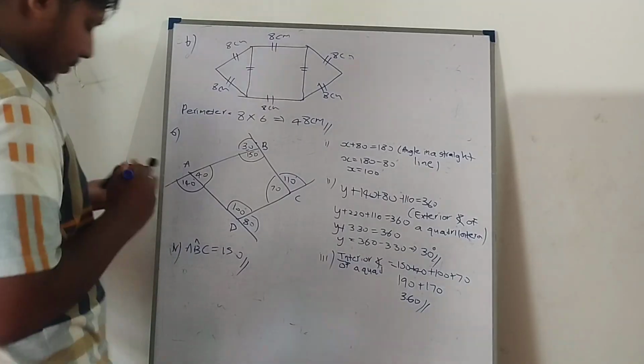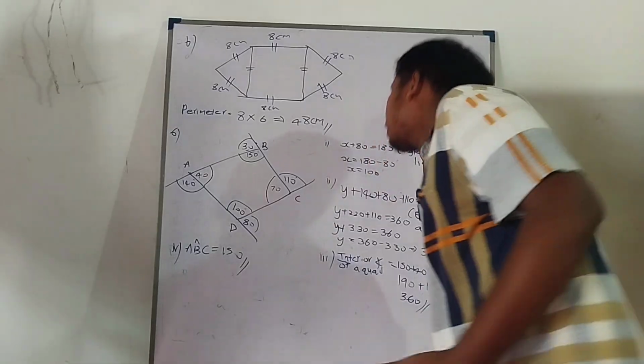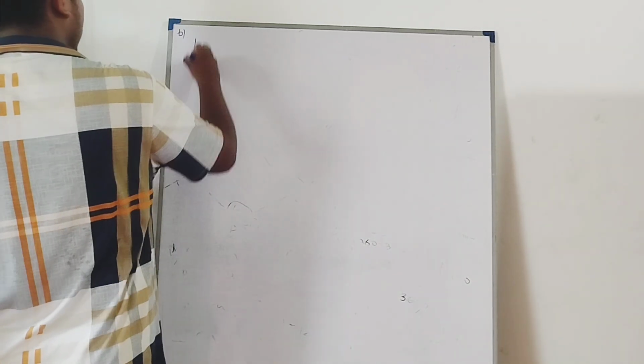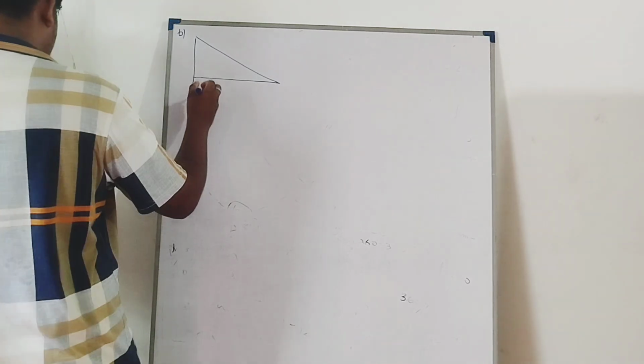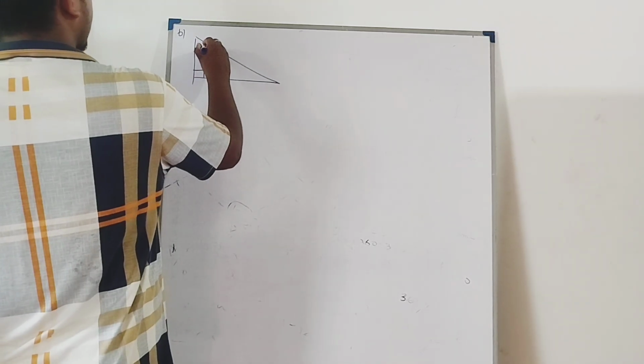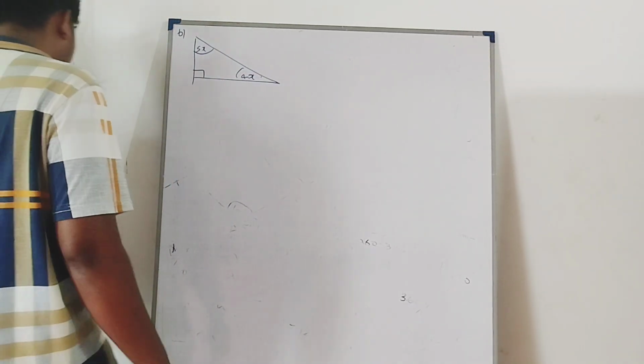Simple B. They are given a triangle. Let's draw the figure. And this is 90 degrees. They are clearly marked here. This is 5x and this is 4x. So they are asking you to find the value of x.